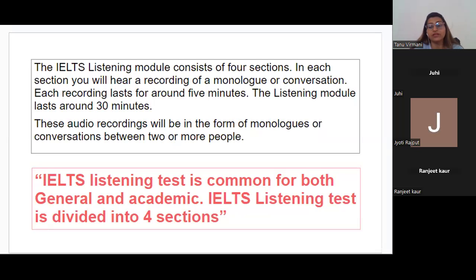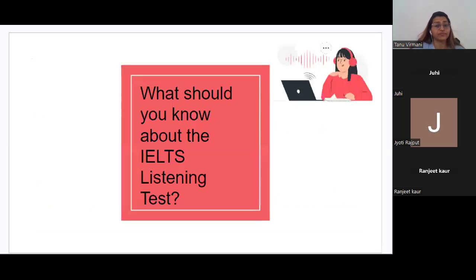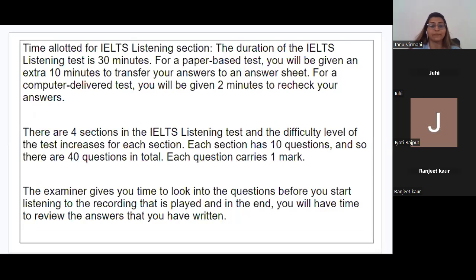These audio recordings will be in the form of monologues or conversations between two or more people. This listening test is the same for both general candidates and academic candidates. It is divided into four sections, and each section will have 10 questions. Got it? Am I clear till here?